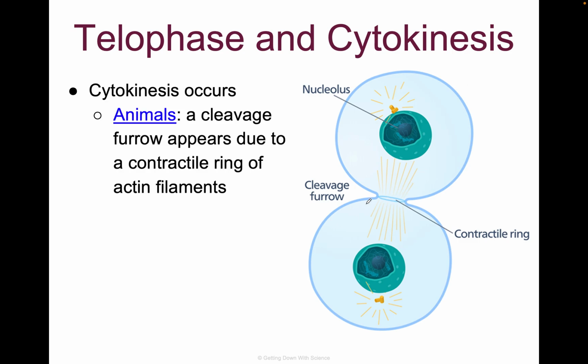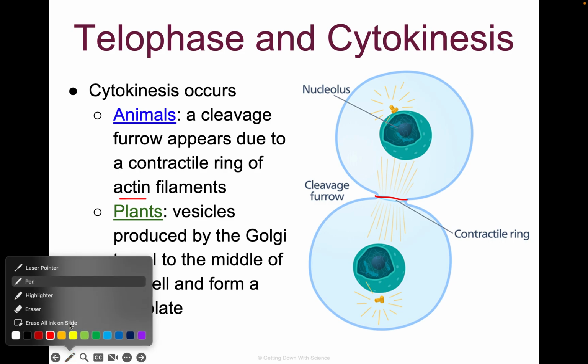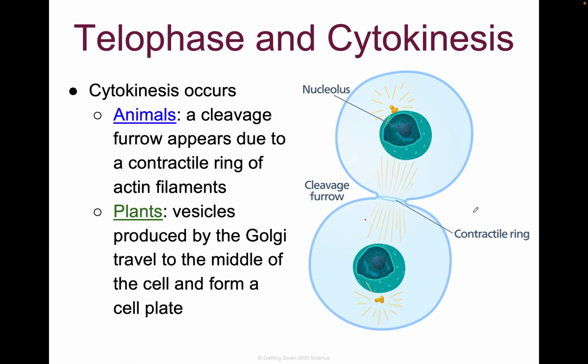Cytokinesis occurs at this point. Animals tend to have this cleavage furrow that appears due to a contractile ring of actin filaments. So actin is a protein that assists in movement. Anything that moves inside the cell is helped by actin. Actin has another protein that it couples with called myosin. Very interesting stuff. In plants, vesicles produced by the Golgi travel to the middle of the cell and form a cell plate. Remember, there's a cell plate in between plant cells on the outside of their membrane.